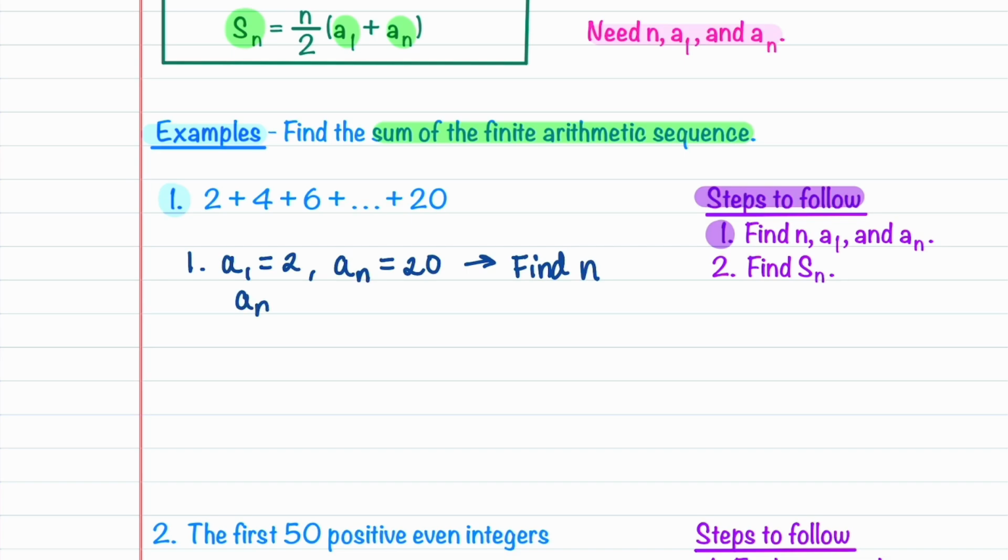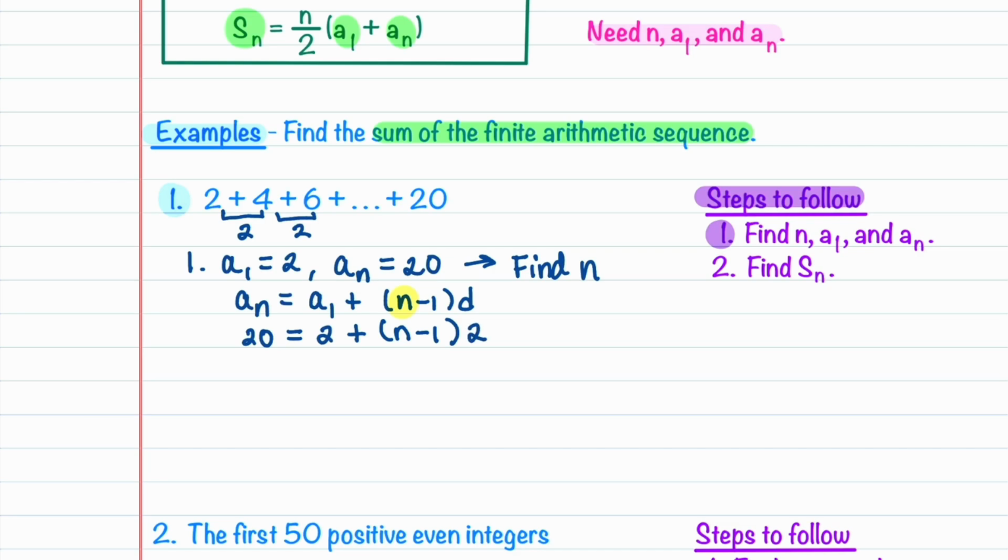That formula is a sub n is equal to a1 plus n minus 1 times d. The reason we're using this formula is that we have n in that formula. So let's now plug in what everything is. A sub n is 20. A1 is 2 plus n minus 1 times d. Now, we weren't given d, but we can easily find d. If we go up here, the difference between these terms is going to be 2. So d is equal to 2.